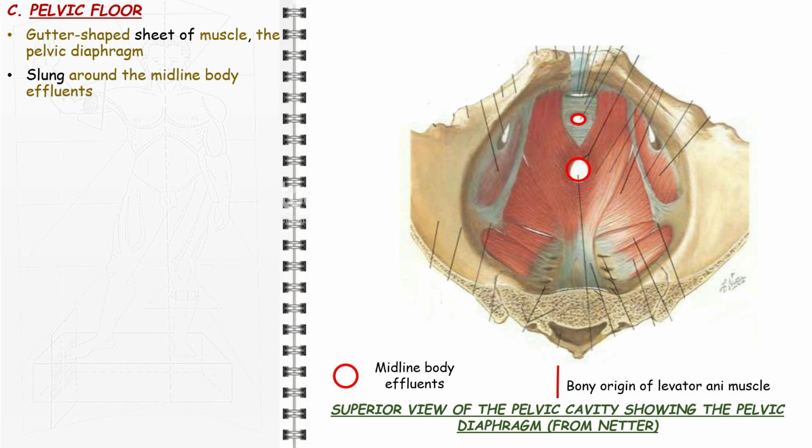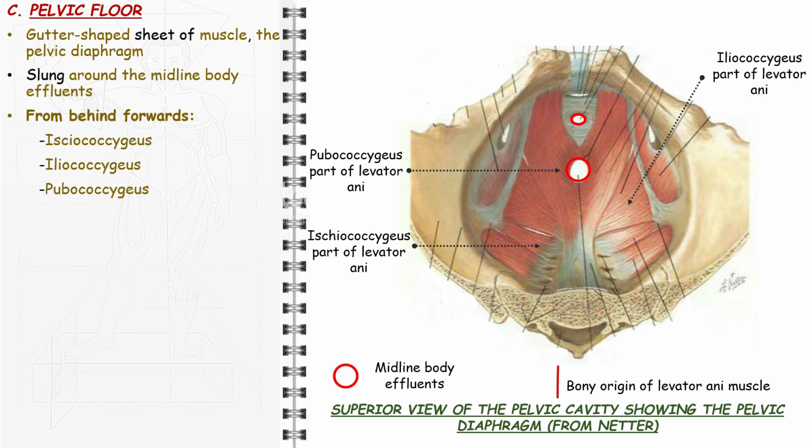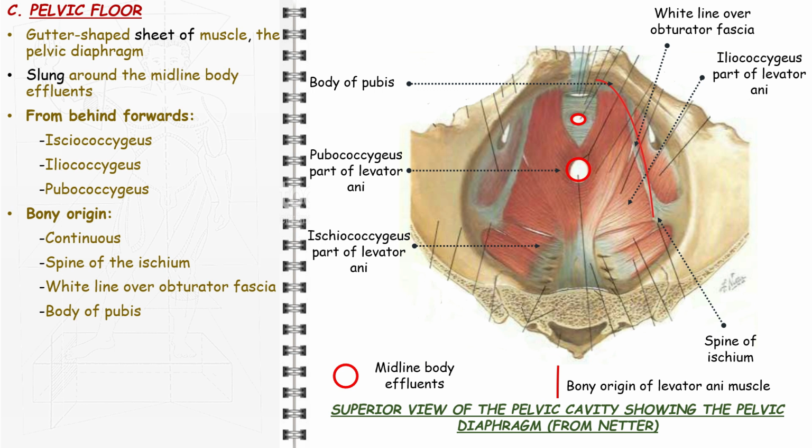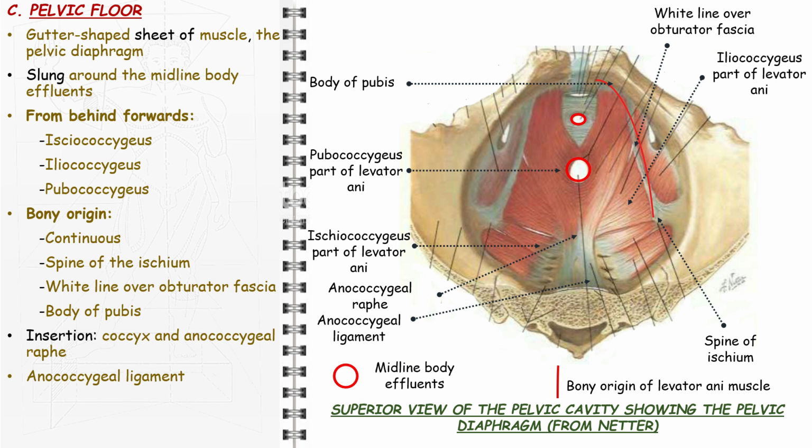The muscles of the pelvic floor are called coccygeus and levator, but it is better to regard them as one morphological entity, ischiococcygeus, iliococcygeus and pubococcygeus from behind forwards. They arise in continuity from the spine of the ischium, from the white line over the obturator fascia, and from the body of the pubis, and are inserted into the coccyx and the anococcygeal ligament, a fibromuscular band, the deepest part of which can be called the anococcygeal raphe, being formed by interdigitating fibers of levator.